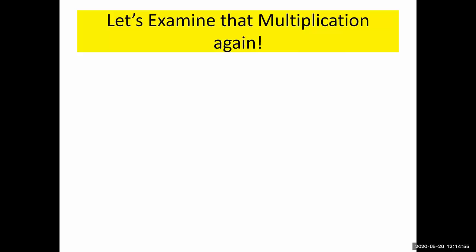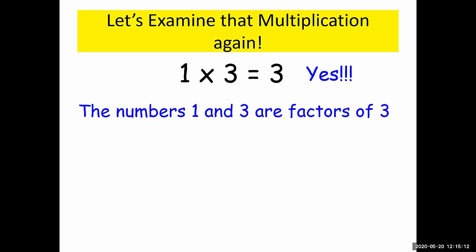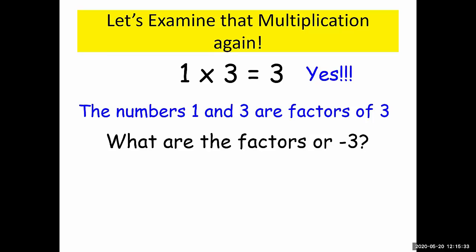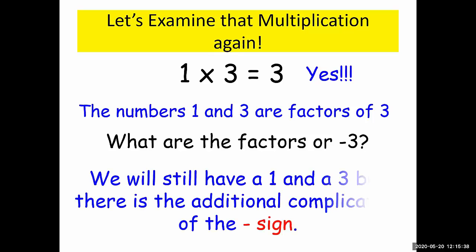So let's examine the multiplication just again, one more time. I'm going to put down 1 times 3, and you know and I know that 1 times 3 is 3. Yes? Okay, the numbers 1 and 3 are factors of 3, because 1 goes into 3 3 times, and 3 goes into 3 1 time, doesn't it? Now, what are the factors of minus 3? We could say we've still got the 1 and the 3. So there's still going to be a 1 and a 3 involved because 1 goes into 3 3 times and 3 goes in once. But we've got this complication of the negative sign.